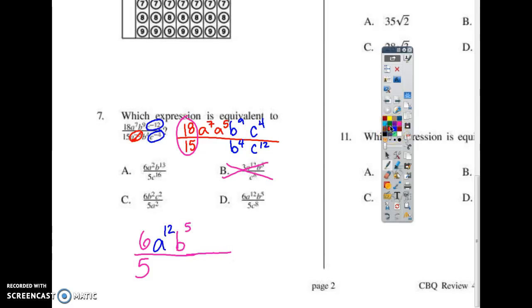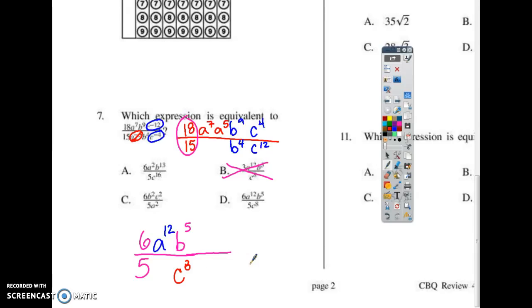And then what about the C's? Subtract them, right? But which one has the most? The bottom. So the bottom is going to have the number by how many? 8. 12 minus 4 is 8. There's 8 more on the bottom than on the top. So C to the power of 8.